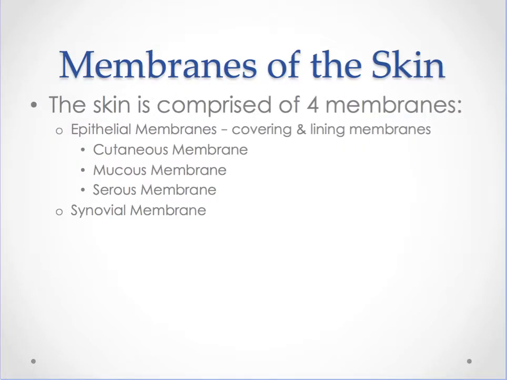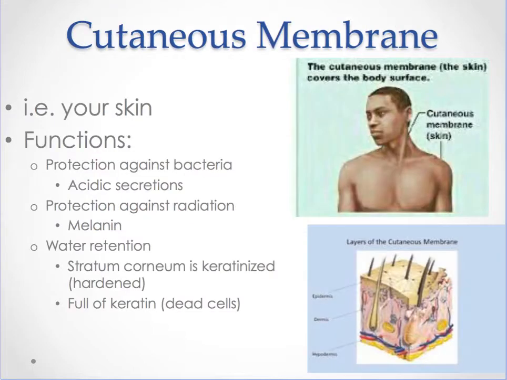So let's get started. Your skin is composed of four membranes. There are two kinds of categories. One is epithelial. And your epithelial membranes include your cutaneous membrane, your mucous membrane, and your serous membrane. We'll talk about each of those in a second. But these are coverings and linings. Your other type of membrane is called a synovial membrane. There's only one of these. So you have cutaneous, mucous, serous, and then your one other is your synovial, or your four membranes.